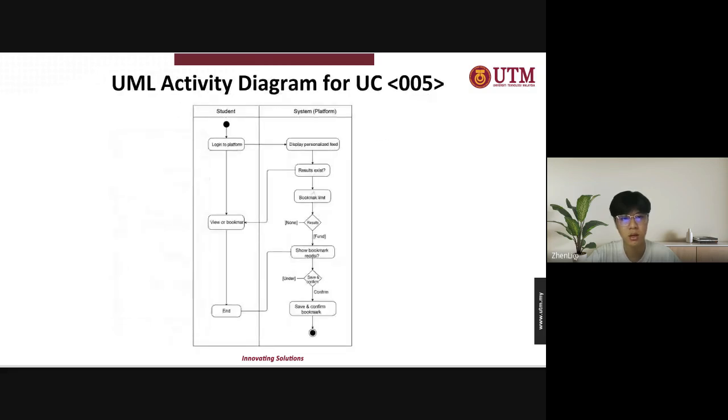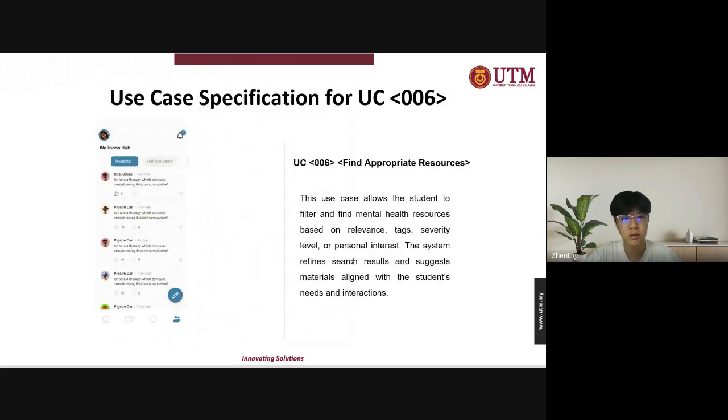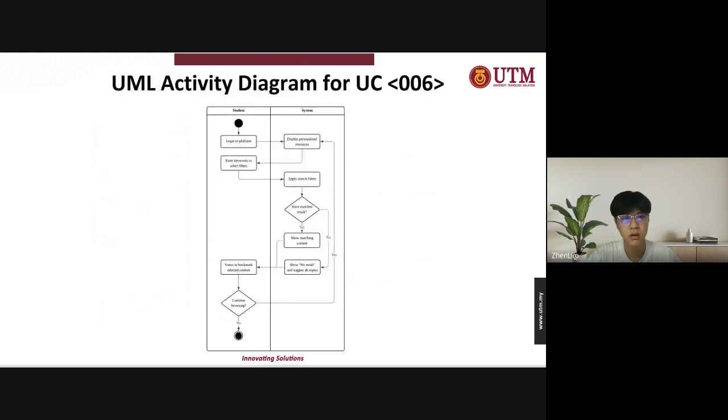Okay, so this is our UML activity diagram for UC005. Next, we will talk about the use case specification for finding appropriate resources. We can see this use case allows the student to filter and find mental health resources based on their relevance, topic, and severity level or personal interest. The system refreshes results and suggests materials aligned with the student's needs and interactions. This is our UML activity diagram for UC006.